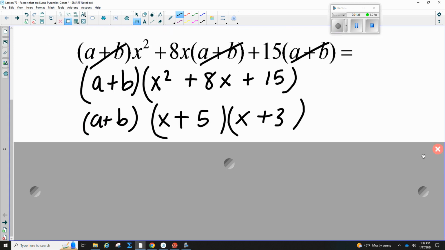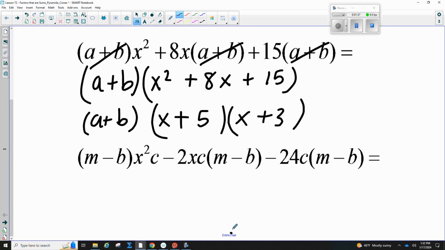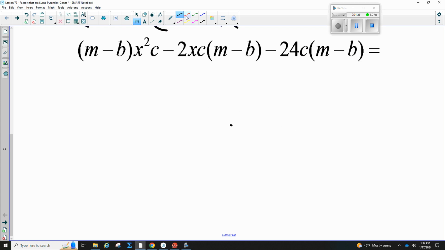Let's try one more. We've got a sum or a binomial that's common, the m minus b, but there is something else that's common that we want to factor out first. What else is common, everyone? A c, good. So I want to take out an m minus b and a c, because every single one of these has a c. We usually put the c in the front. Monomials go in front of binomials. So put the singleton in the front.